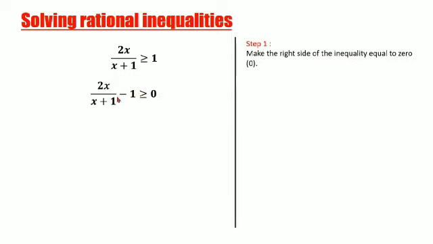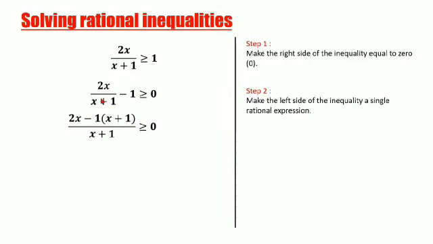Now observe that when you move a number to the other side of the inequality, the sign changes, so from positive 1 to negative 1. Next step is to make the left side a single rational expression. To do that, we can use the LCD. Here, our LCD is x plus 1.